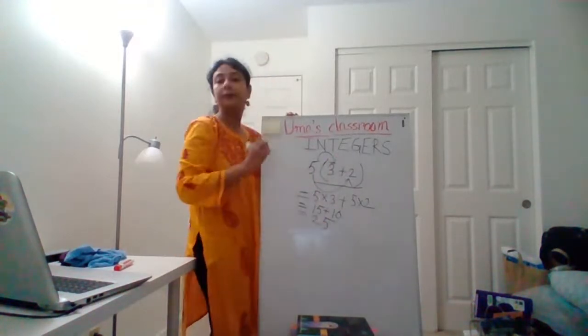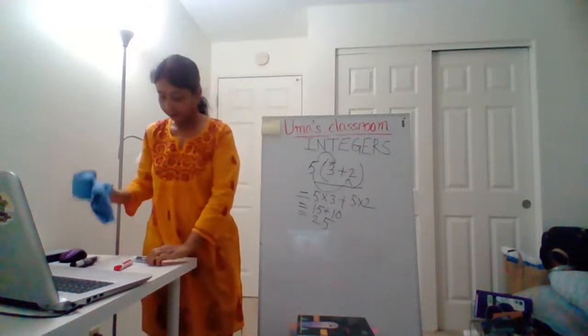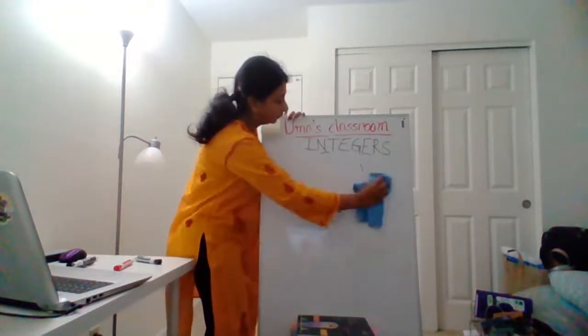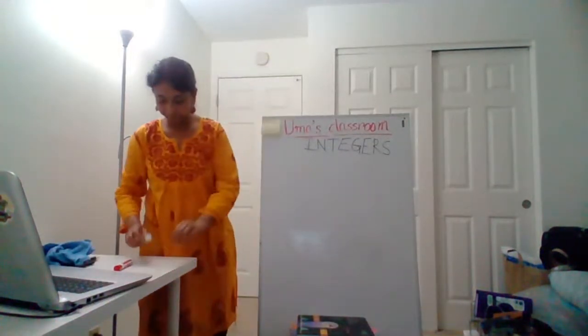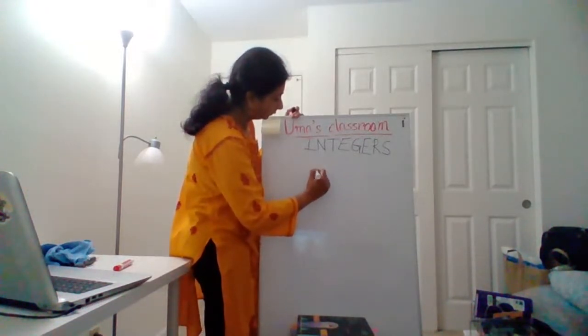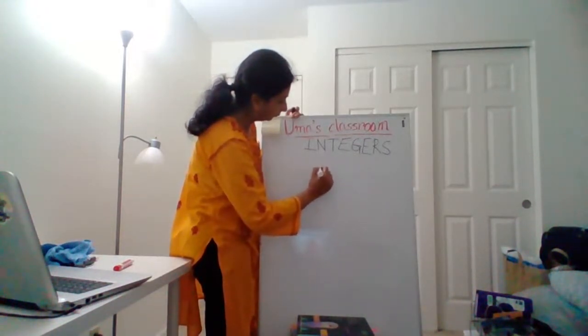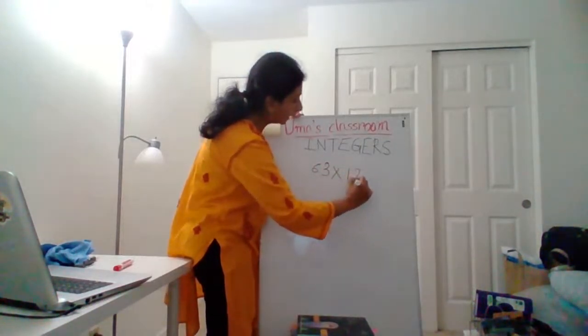Actually, this distributive property makes the multiplication easier. If I take one example, suppose 63 times 12.